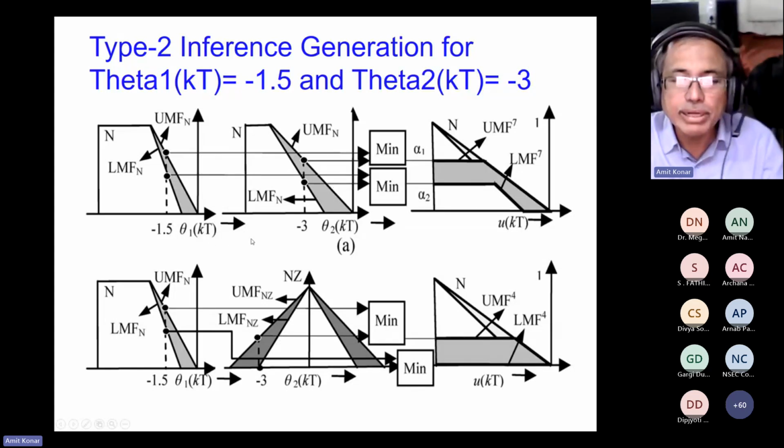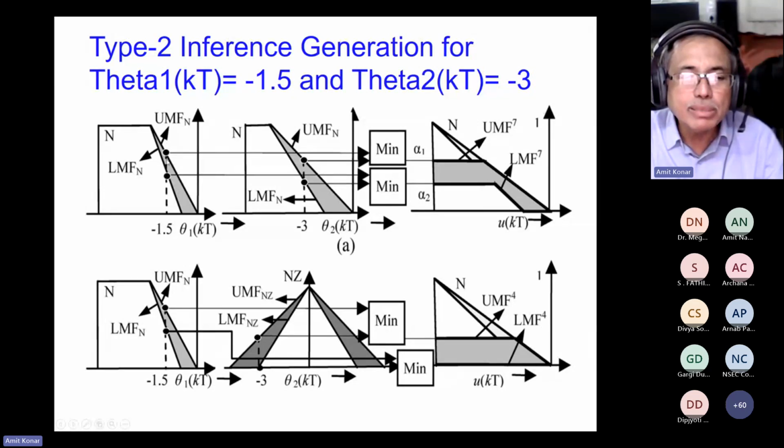Suppose there are theta 1 kt and theta 2 kt as two x-axes, and the measurement points are minus 1.5 for theta 1 kt and minus 3 for theta 2 kt. Suppose this vertical line hits the lower membership function at this point and the upper here. And here the measurement point hits the lower membership function here and the upper there.